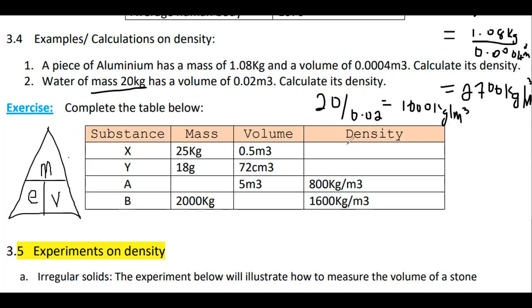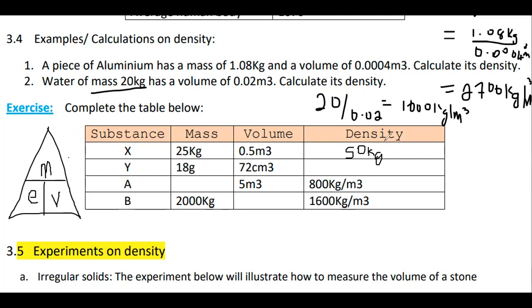So the first thing we're looking for here is density. How do we get this density? Density here is going to be equal to mass divided by volume. So 25 divided by 0.5, what does that give us? That gives us 50 kilograms per cubic meter, right?